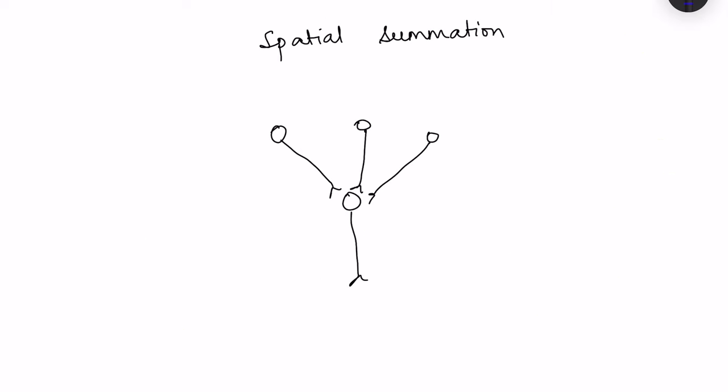Moving on to summation. And the first one in that is spatial summation. So this diagram you have seen before, what is it showing? It is showing convergence, right? So many neurons are impinging on a single postsynaptic neuron. Now suppose all these three neurons fire simultaneously. Say suppose these two are excitatory neurons, so they are going to generate EPSP. Say suppose they generate an EPSP of 0.5 millivolt, right?